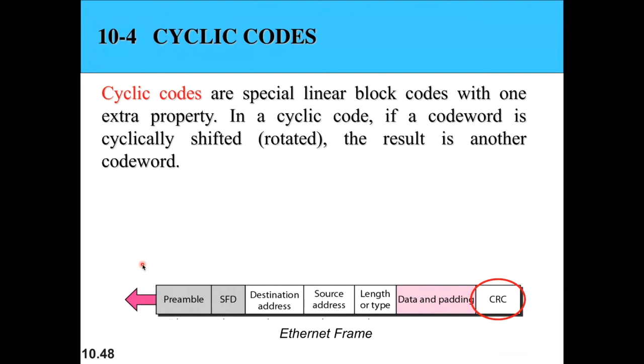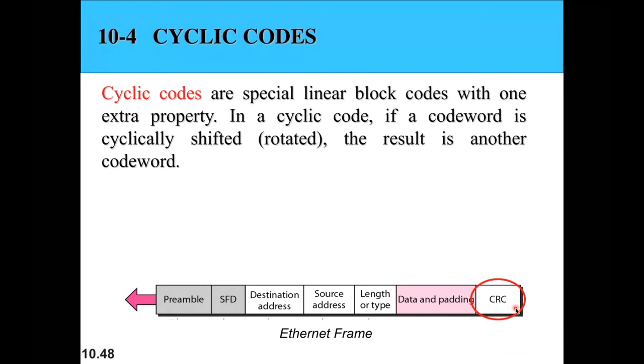Now, Alhamdulillah, it is time that we learn one error detection scheme that is called cyclic code. And if you remember your Ethernet frame, this is the picture of your Ethernet frame. You remember your last field in your Ethernet frame was CRC. What does this CRC stand for? It stands for cyclic redundancy code.